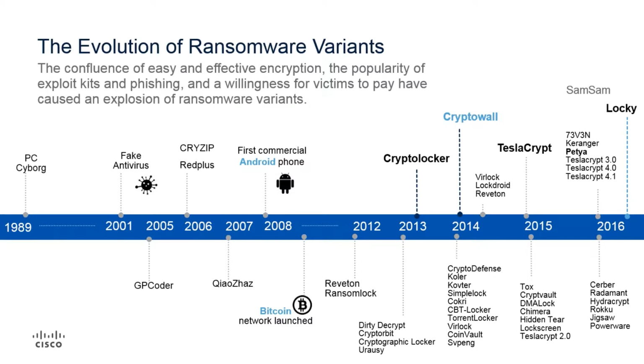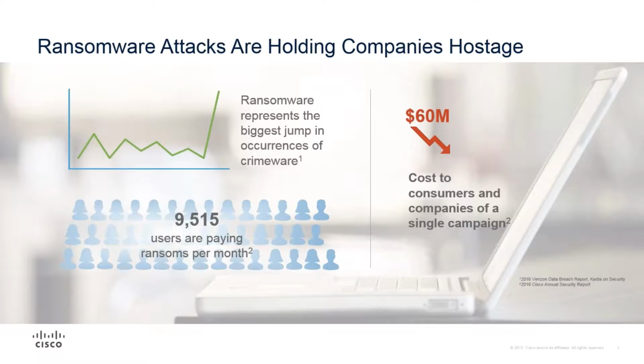Ransomware is popular because it works. It's simple, it's easy to use, and it's ridiculously lucrative for cyber criminals. A single ransomware campaign can generate $60 million from companies and consumers, and it's estimated that over 9,000 users are paying ransoms per month. Ransomware attacks are actually the fastest growing attack type according to a recent Verizon report.